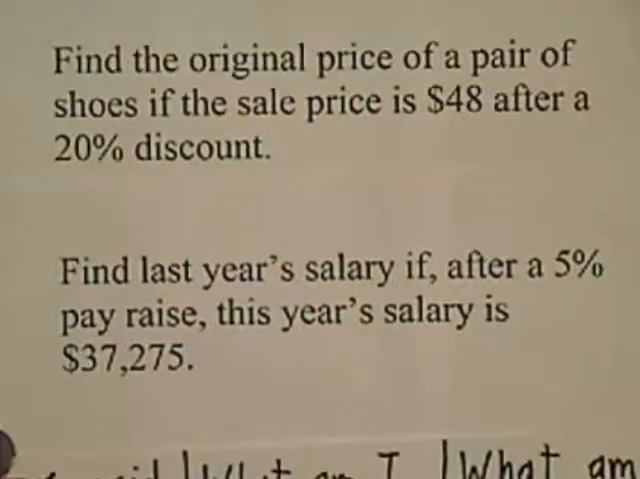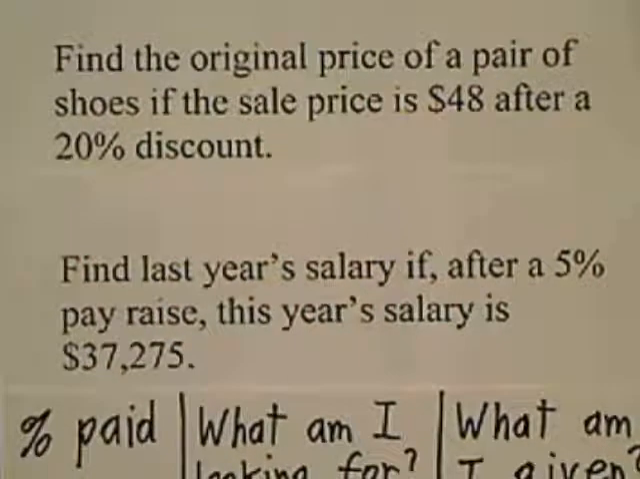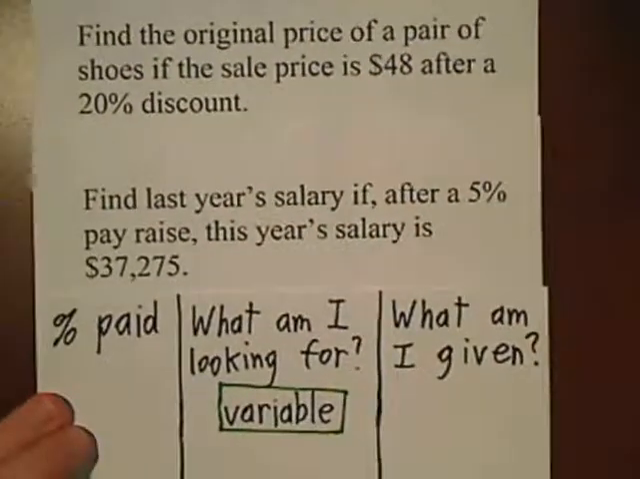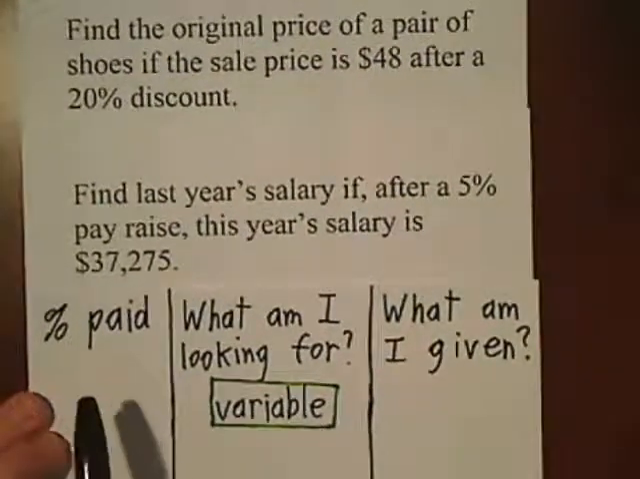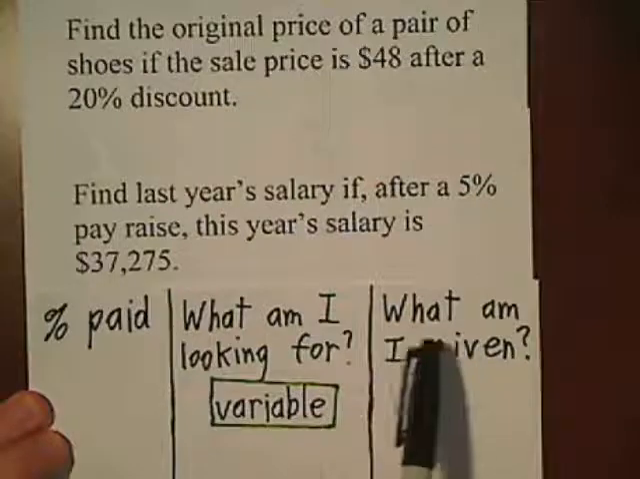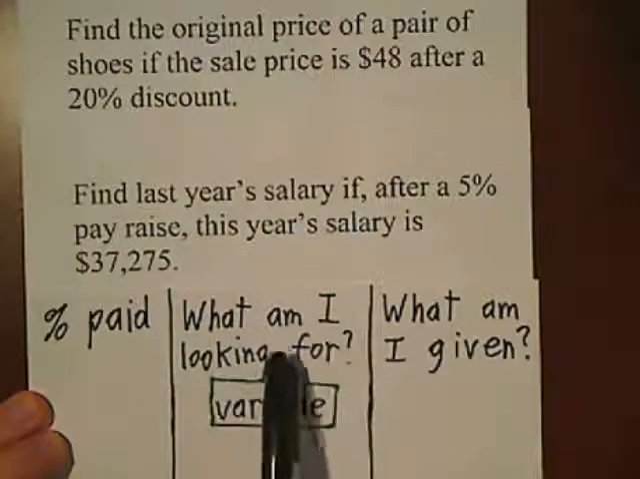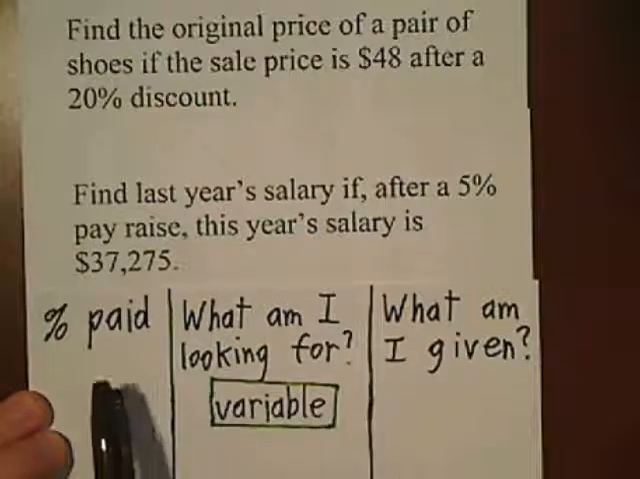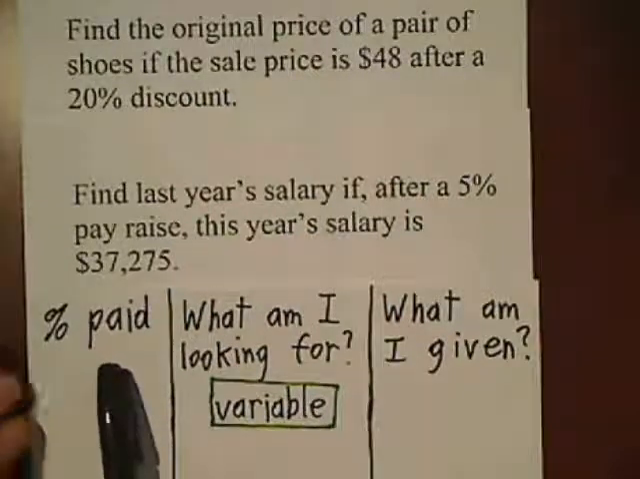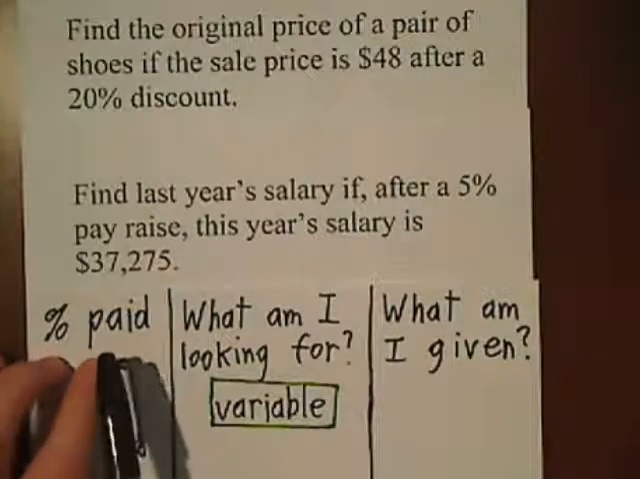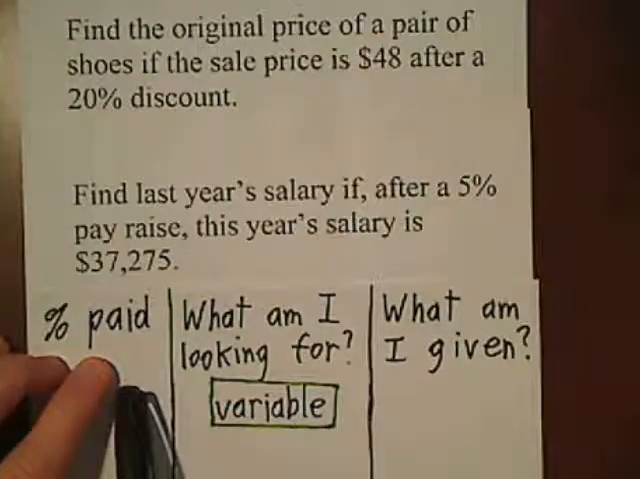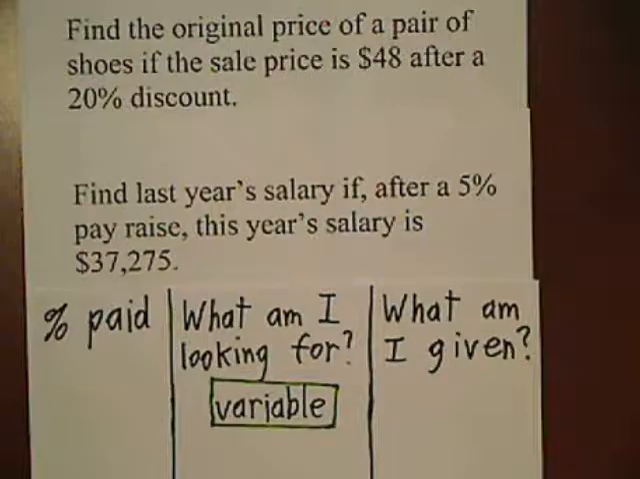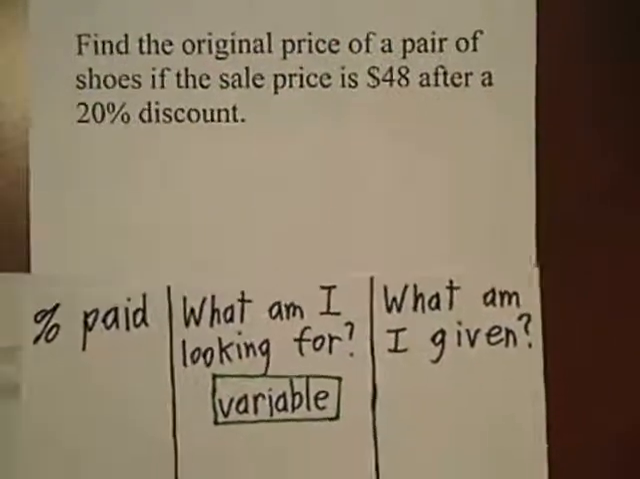So to help give you some consistency here, let me back out a little bit. I'll emphasize that I can use basically this chart with these categories. Always, what am I looking for? That'll be my variable. What am I given? And then this part might be a little trickier, but the percent that I actually paid. We'll flush that out in just a second. All right, so let's look at the first one.